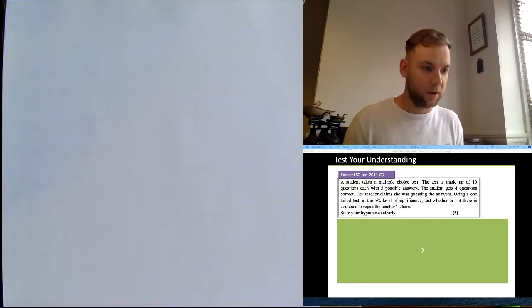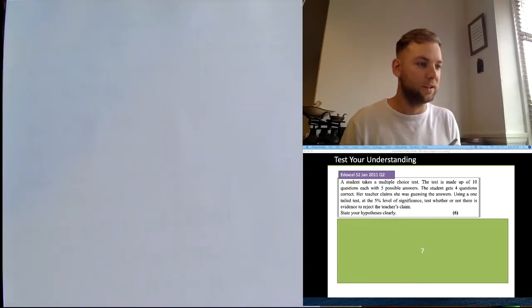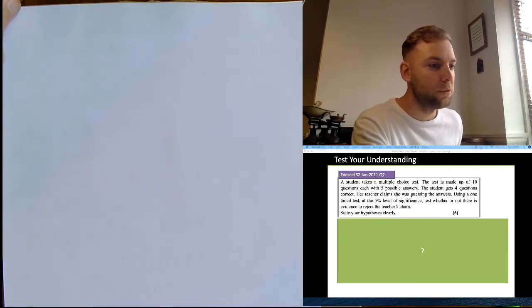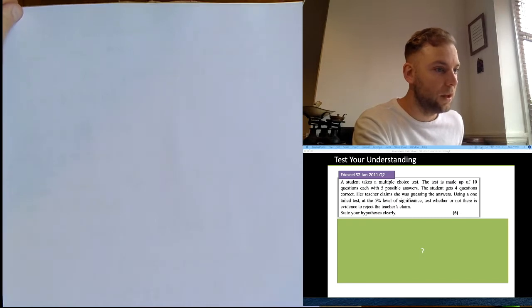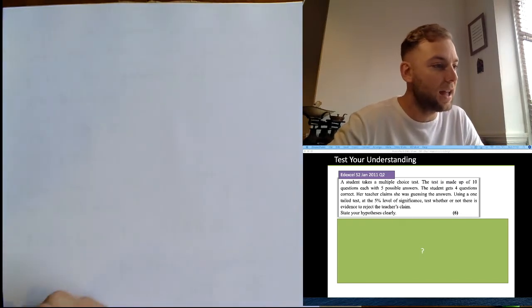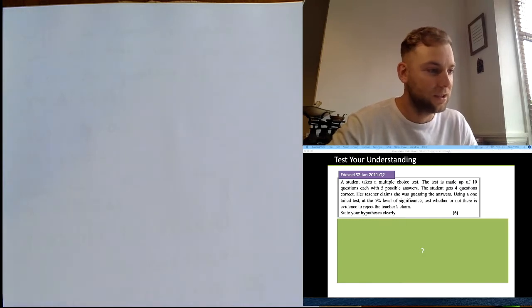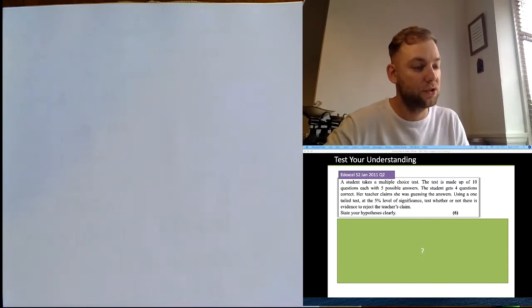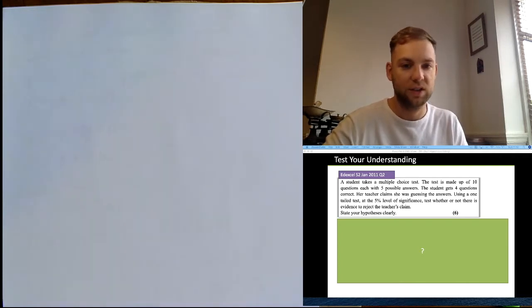So I'm going to go through it now. A student takes a multiple choice test. The test is made up of 10 questions, each with 5 possible answers. The student gets 4 of the questions correct. The teacher claims that she was guessing the answers. Use a one-tailed test at a 5% significance level to decide whether or not there is evidence to reject the teacher's claim. Okay, so state your hypothesis.